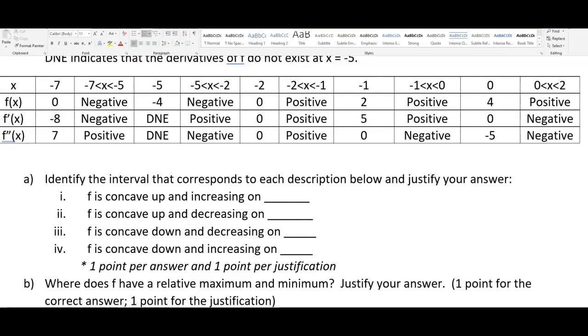So the first thing I want to do if I want to find my relative maxes and mins is we're going to start by looking in the f prime column, and I want to find everywhere where it either does not exist or it's 0. So there are 3 places where the derivative does not exist or it equals 0.